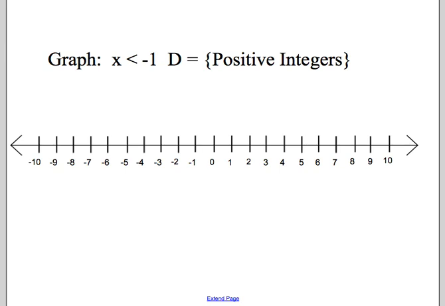Graph x is less than -1. So open circle at -1, where the domain is positive integers.